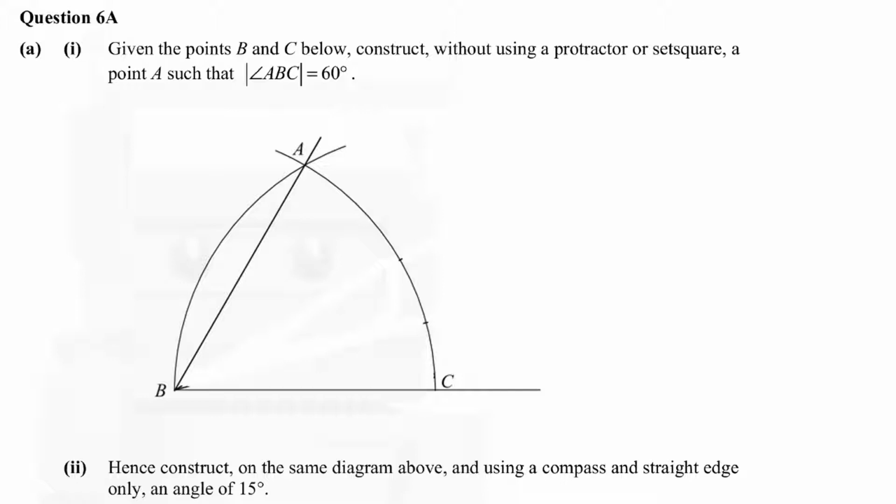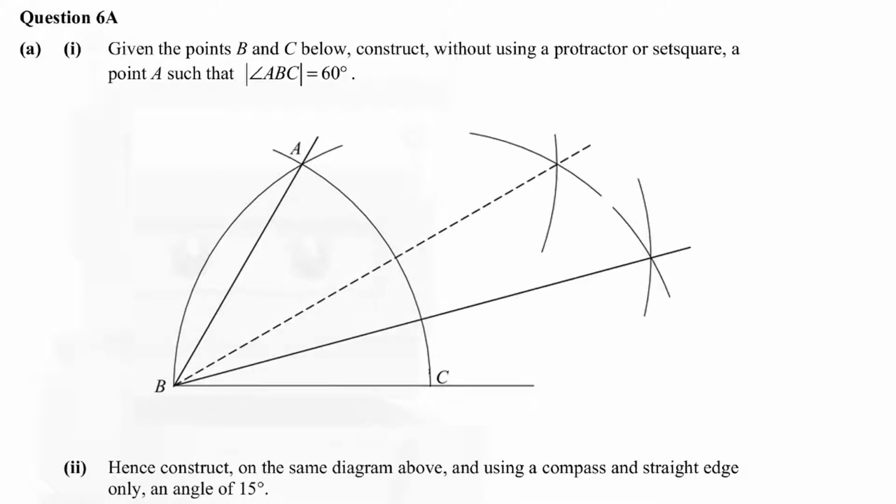So part 2 then says, hence construct on the same diagram above and using a compass and a straight edge only, an angle of 15 degrees. Now, there was 2 ways to do this. I think the most straightforward would be the idea of bisecting the angle and then bisecting again. So if we bisect a 60-degree angle using our bisecting of an angle construction, we will get 2 30-degree angles. If we then go along and bisect that 30-degree angle, we're going to get our 15-degree angle.